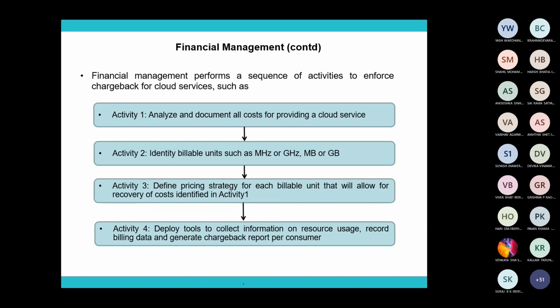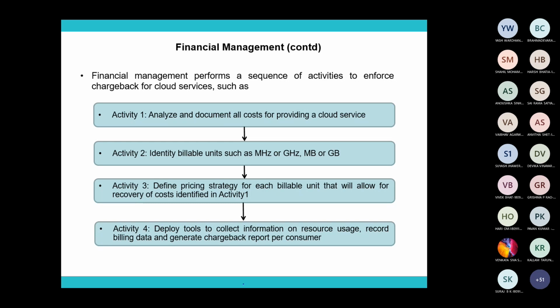Financial management performs a sequence of activities to enforce a chargeback for a service. Now how is he going to decide a price for a particular service? Maybe if you are using a virtual machine of some particular configuration, maybe 8 GB RAM and a quad core processor for 1 hour, what will be the cost? How will it be decided? So a sequence of steps, which is common for any product also.